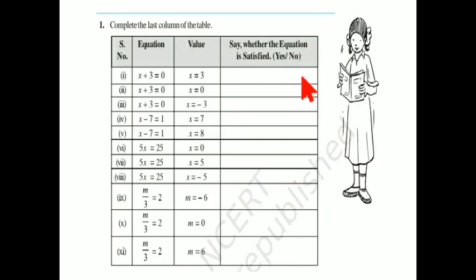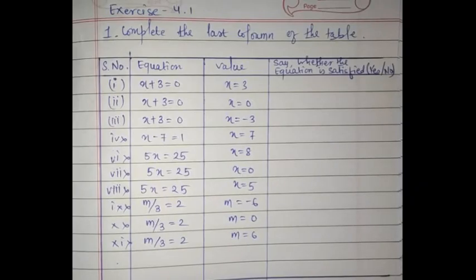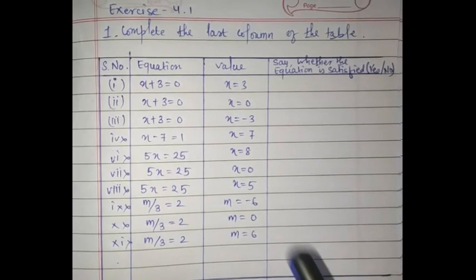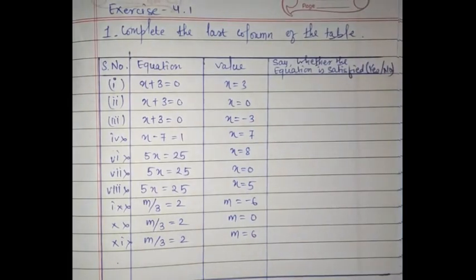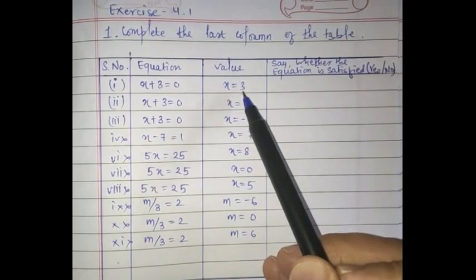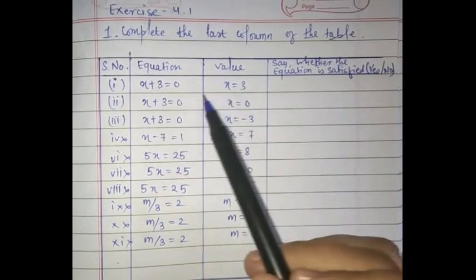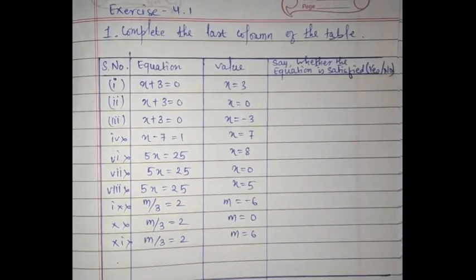So students, this one we will solve in our copy. Okay, so you have to be very careful and understand the thing properly. Okay, so let us start solving. So students, here we have the overall question from exercise 4.1. Complete the last column of the table given. Okay, so the equation is given, the value is given, and you have to put this value over here, and say whether the equation is satisfied with yes or no.